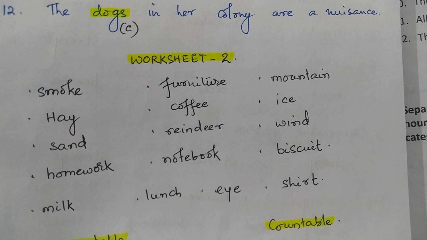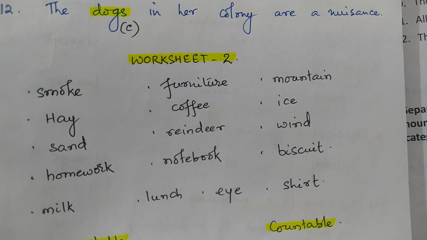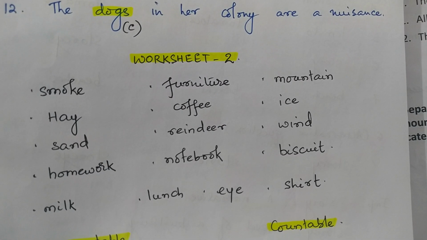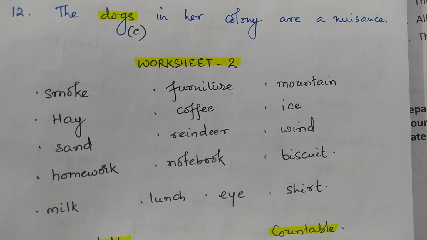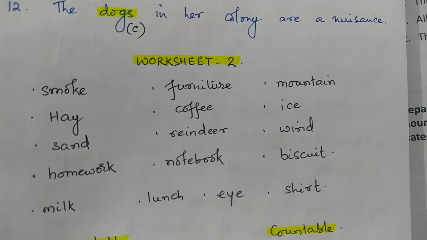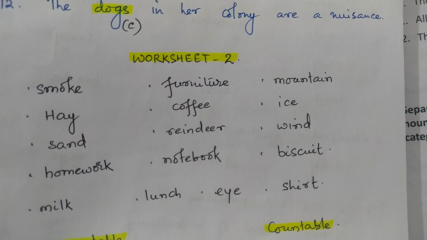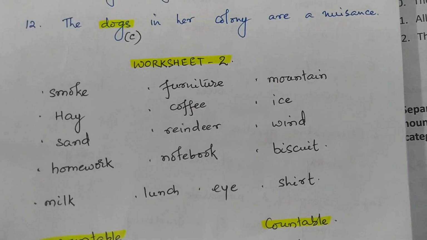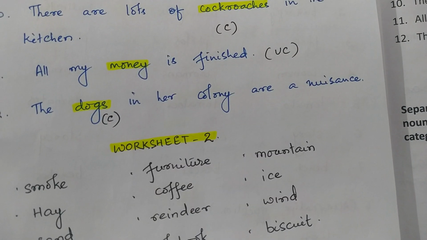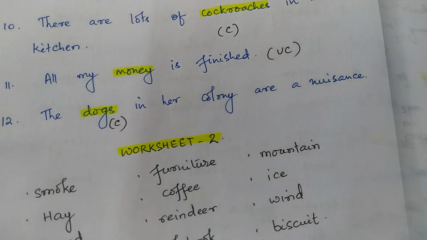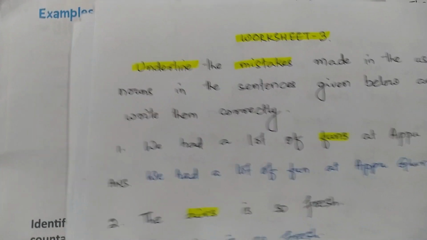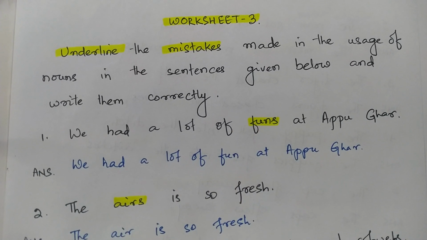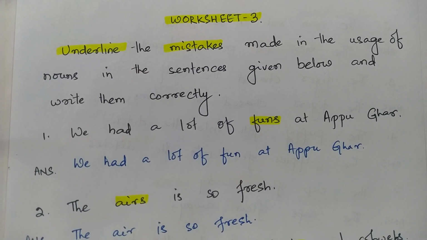Milk, milk is again measured in liters. But as such, I cannot count how much of liquid milk is there. Lunch, lunch is again an uncountable noun. I can count I because I have 2 eyes. Shirt, it is a countable noun. Now coming over to the worksheet number 3. Underline the mistakes made in the usage of nouns in the sentences given below and write them correctly.